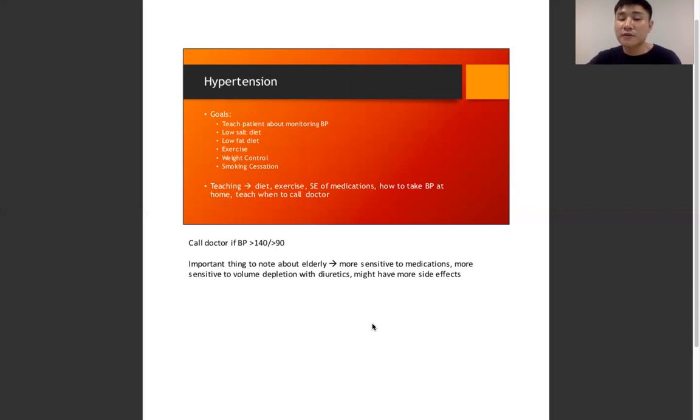An important thing to note about elderly patients specifically is that they are more sensitive to medications. They are more sensitive to the volume depletion of diuretics and might have more side effects. A diuretic is a medication that, when we give it to the patient, makes them pee a lot more so that they can reduce the fluid inside their body and therefore reduce the blood pressure. That is why we give diuretics, if the cause of the patient's hypertension is fluid volume overload.